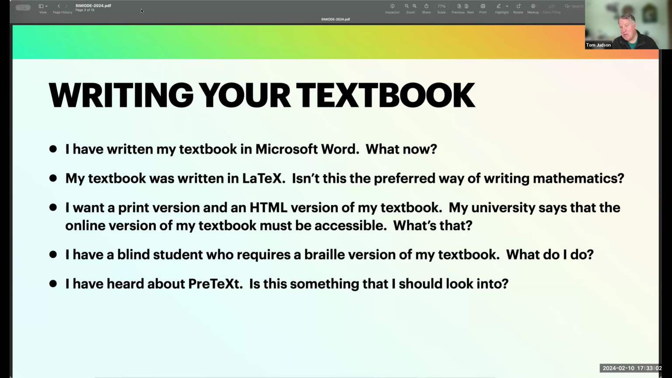Okay. And suppose my university and state are saying more and more about this: if you write a textbook, it has to be accessible. And accessible means students must be able to use a screen reader. It has to have alt text for any of the images. There's a whole bunch of things. And every once in a while you talk to somebody who says, I've got a blind student and I need a Braille version of my textbook. What do I do? Okay. And I don't know if any of you have ever run into that, but it does happen.